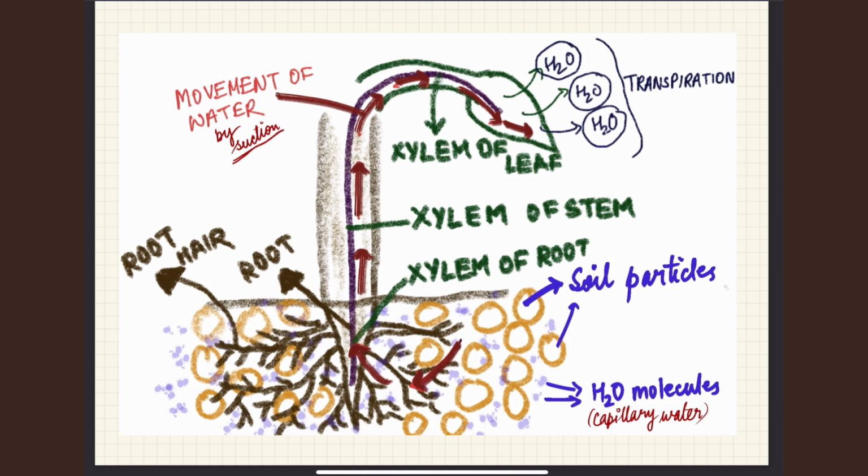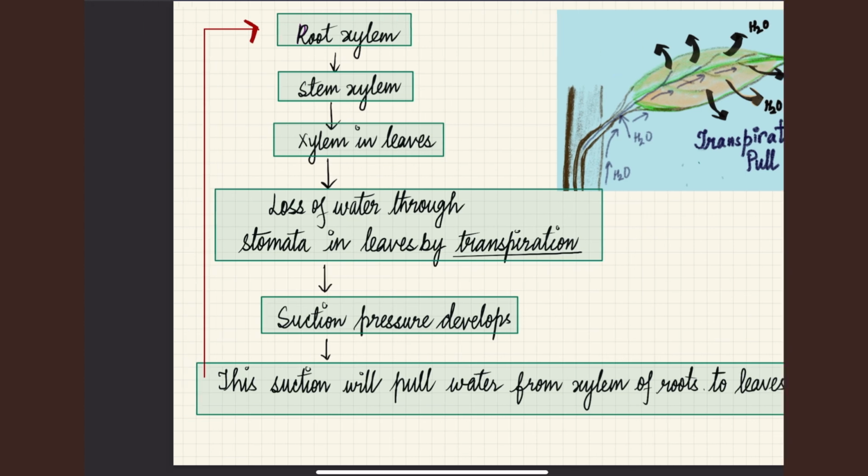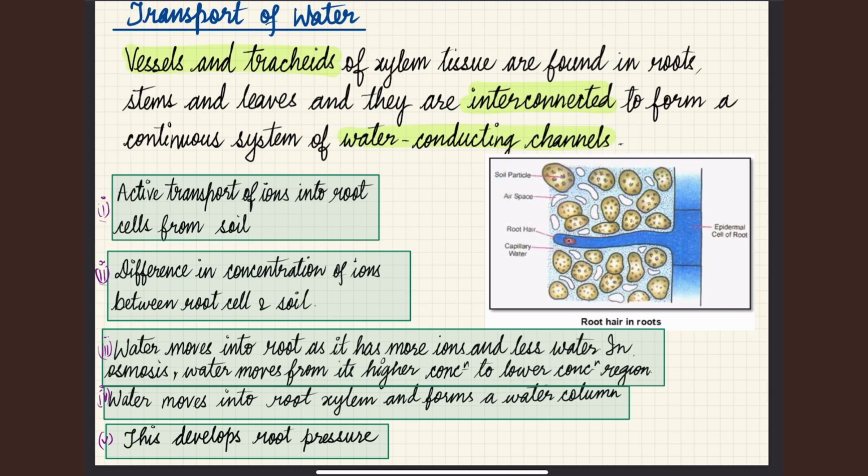Let's do a quick recap. Active transport of ions in root cells from the soil. Difference in concentration of ions between root cell and soil. Thus water will move into root because it has more ions and less water. And we know in osmosis water moves from high concentration to lower concentration. So outside is more water, inside is less water, and water will move inside by the process of osmosis.